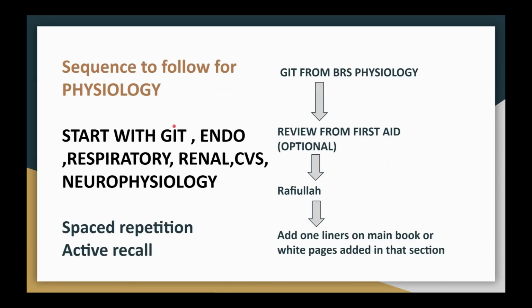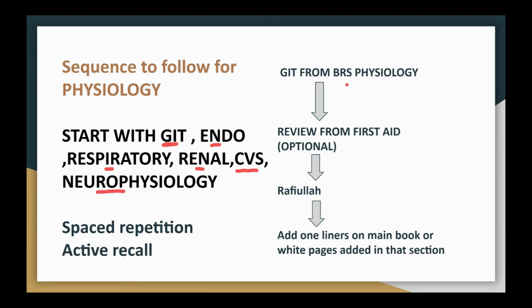So again, here is a rough idea for you guys to have a plan to go through BRS physiology. I started with GIT. Again, GIT is one of the easiest, but one of the high yield topics. Then you can go with endocrinology, respiratory, renal. At the end, try to go with the CVS, because CVS has a lot of information that is frequently tested and you need to do it very well. Then at the end, you can go with neurophysiology.